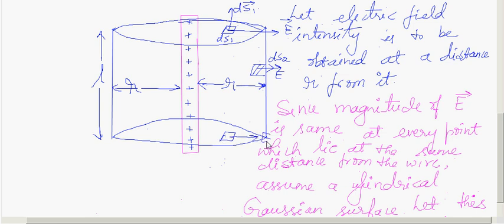E is here and ds3. Now the angle between E and ds1 is 90 degrees, so cos 90 is 0. The angle between E and ds3 is also 90 degrees, so cos 90 is 0. So we have to consider only this area, the curved surface.